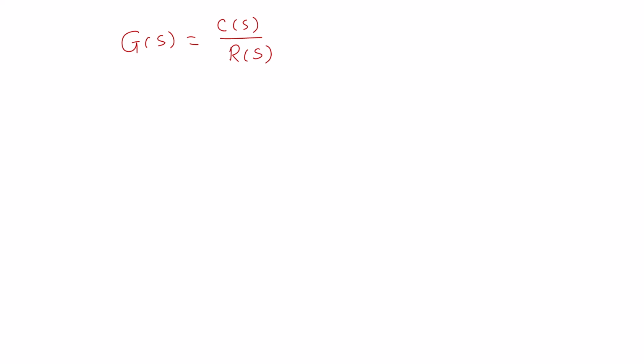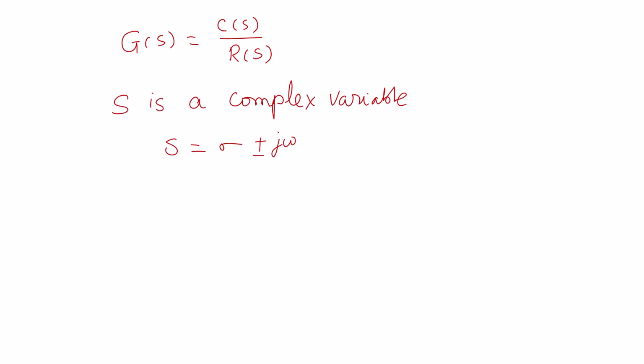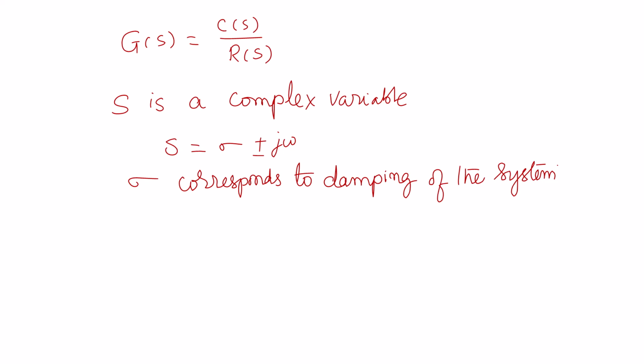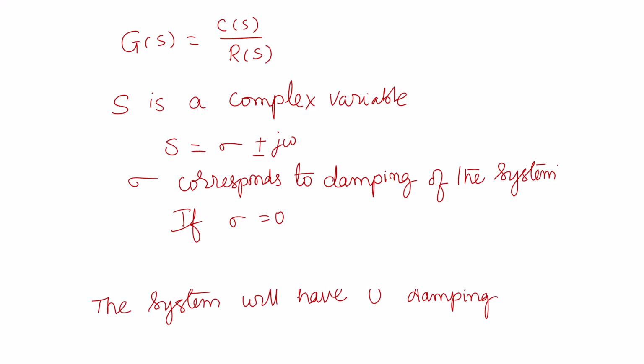You know that s is a complex variable whose value is given by s = sigma ± j omega. Here sigma refers to the damping factor, or the damping ratio, or damping of the system. If the sigma value is equal to 0, then the system will become an undamped system, meaning a system with 0 damping. Then the value of s will become s = j omega.